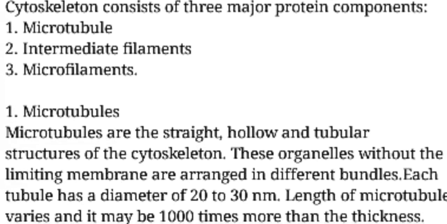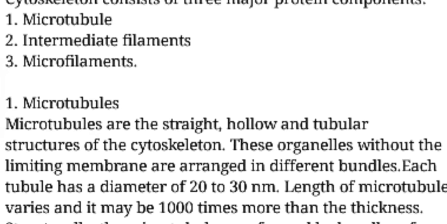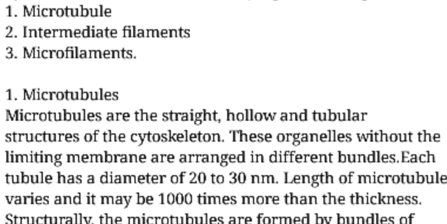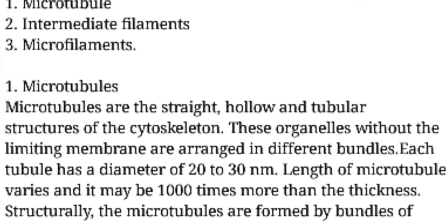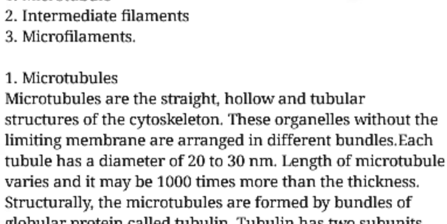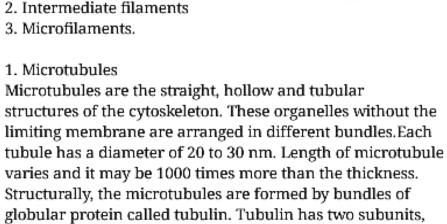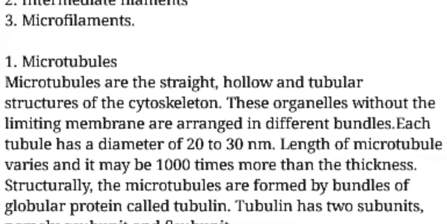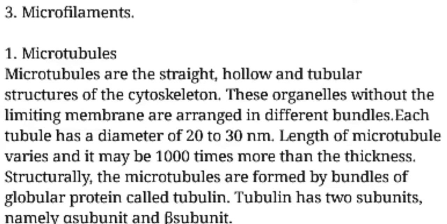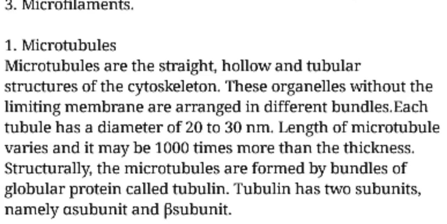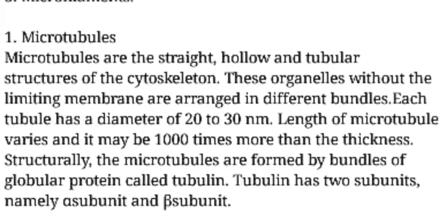Each tubule has a diameter of 20 to 30 nanometers. Length of microtubule varies and it may be 1,000 times more than the thickness. Structurally, the microtubules are formed by bundles of globular protein called tubulin. Tubulin has two subunits, namely alpha subunit and beta subunit.